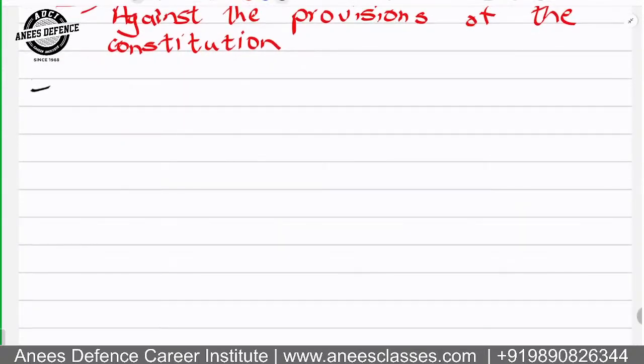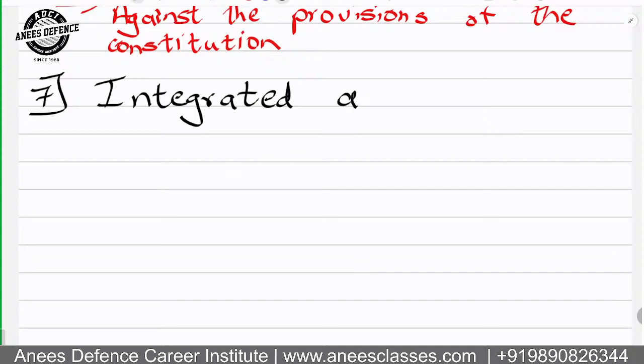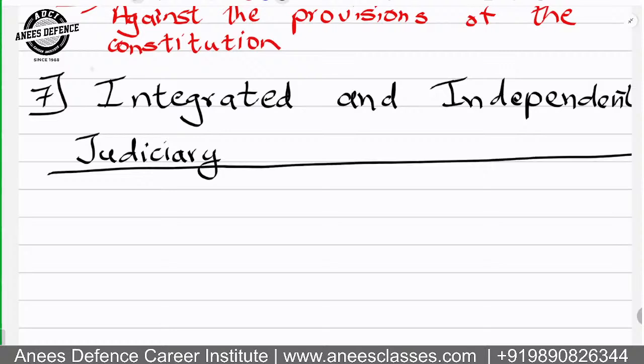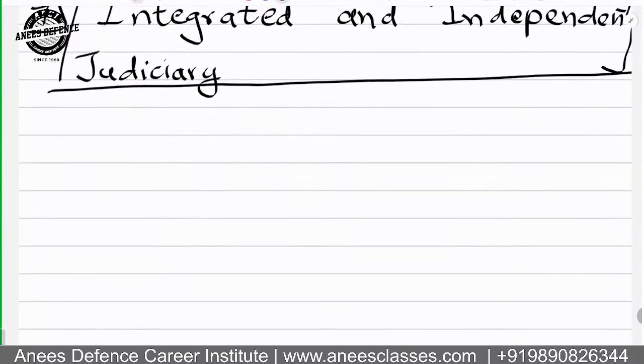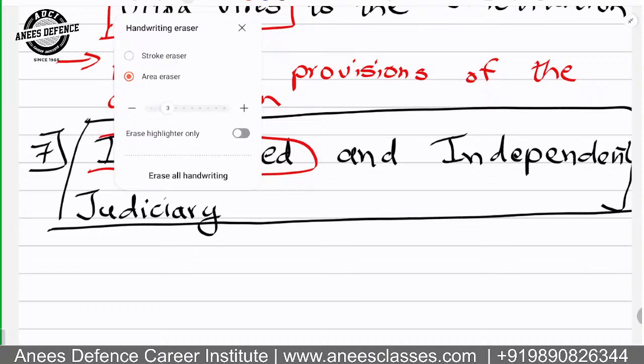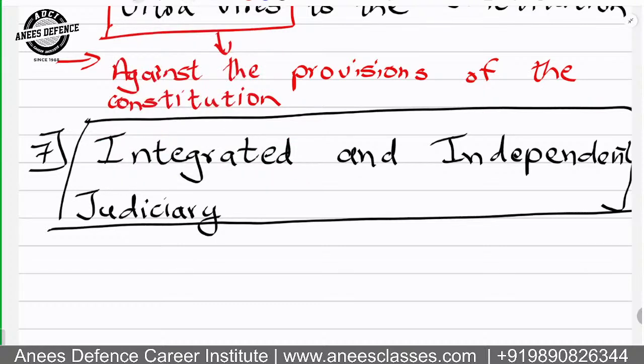Next we will see is integrated and independent judiciary. Independent judiciary means judiciary is independent from the executive or the parliament. Executive does not have the control over the judiciary. And integrated means judiciary is arranged in a hierarchy of courts.